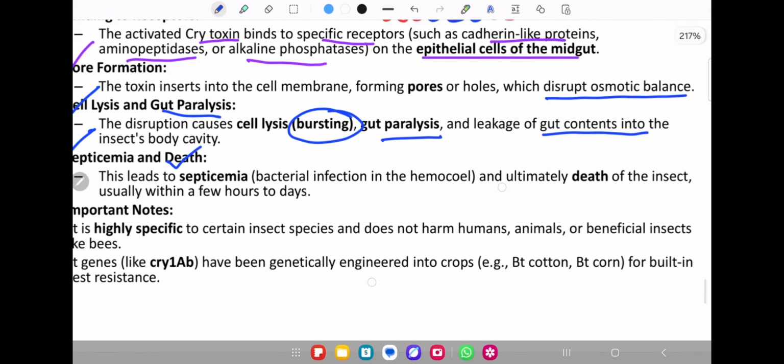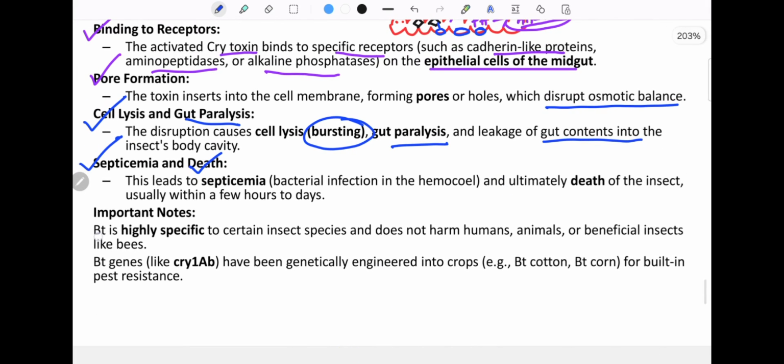An important note is that this Bt, that means Bacillus thuringiensis, toxin does not harm humans. We are safe, animals are safe, and bees are also safe from Bt. Bt genes like cry1Ab have been genetically engineered into crops like Bt cotton and Bt corn. These two types of plants are developed with Bt genes.